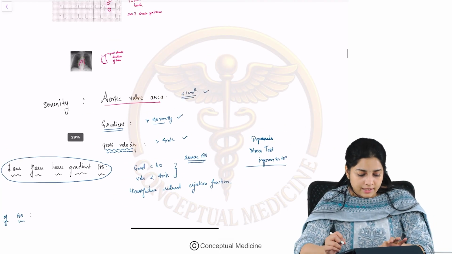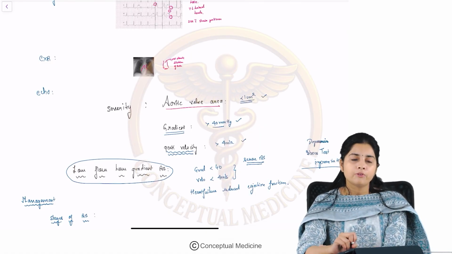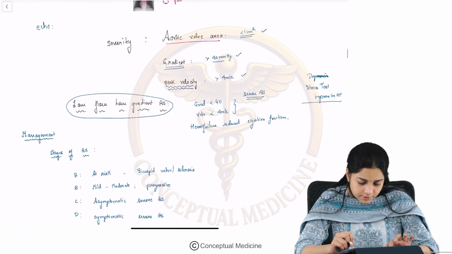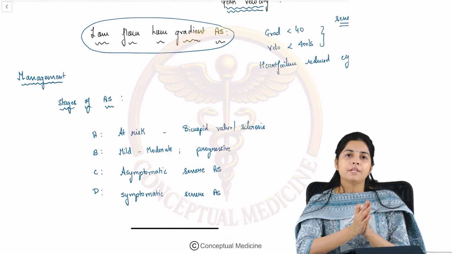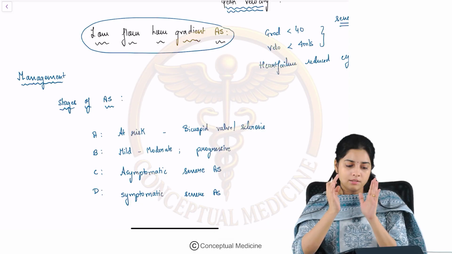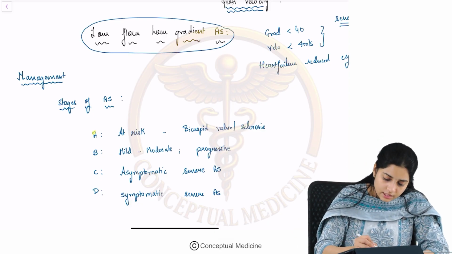So that is about the echo grading of AS and what is low flow, low gradient AS. Now, let us look at the management of aortic stenosis. As we have read in the other types, MS and MR, staging of aortic stenosis is also into 4 grades, which is your stage A, B, C and D.